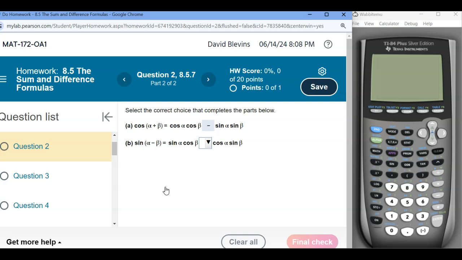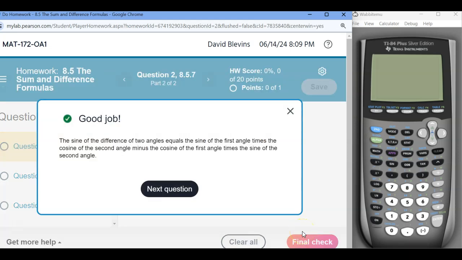Sine, notice it has one sine, one cosine, one cosine, one sine. It switches, like sine is with alpha, and cosine is with alpha. Cosine's with beta, sine's with beta. So when you see the sine sum or difference formulas, you're going to see one of each. Now cosine switches, sine stays. So this is a minus here, it's also going to be a minus there. So cosine switches, sine stays.